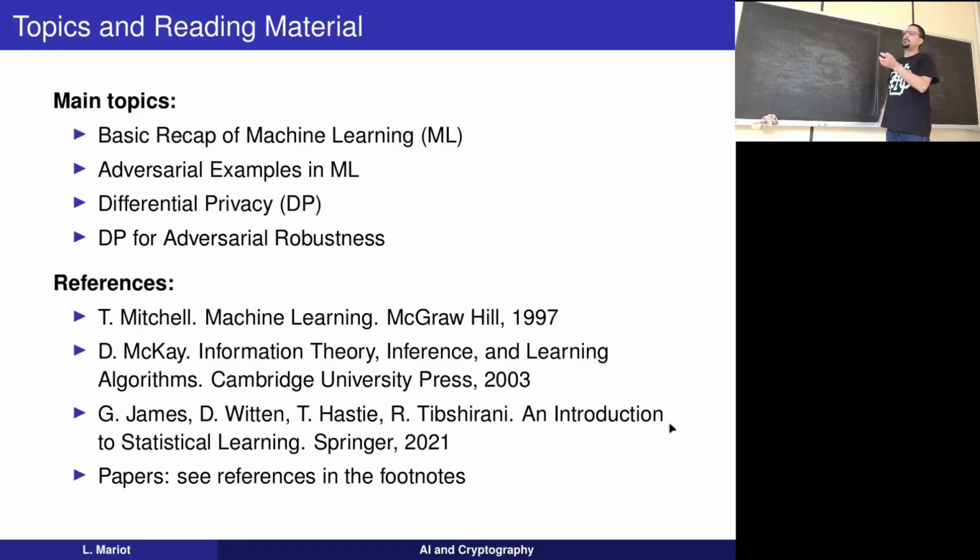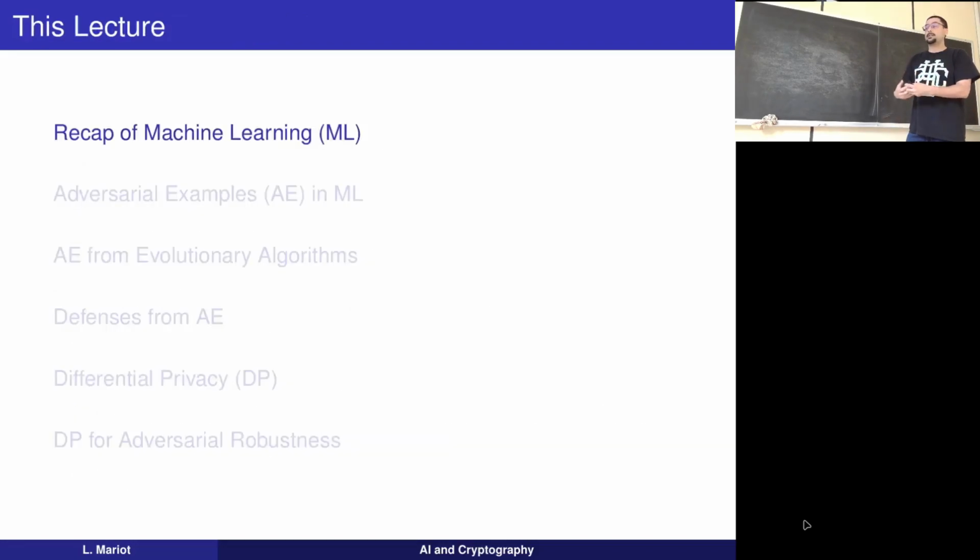And then I found the third book, by James and others, that I didn't read in detail, but skimming through it seems quite nice, and it has the advantage that it is much newer. The second edition is from a couple of years ago, and it's also freely available online. You can find it on the web page of the authors. And then we will have some papers scattered through the slides as references for the specific contributions on adversarial learning, adversarial examples, and differential privacy.